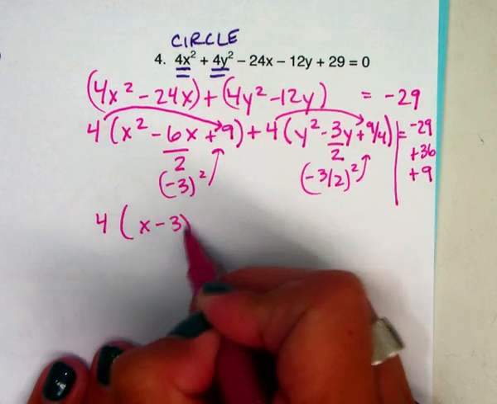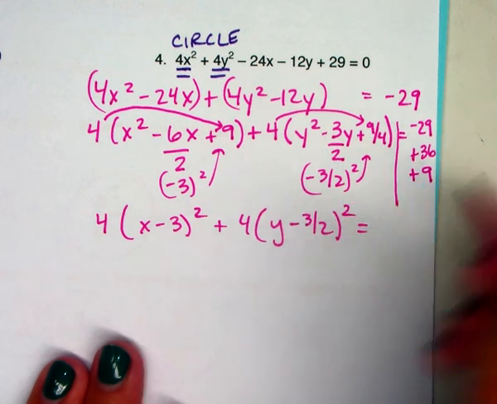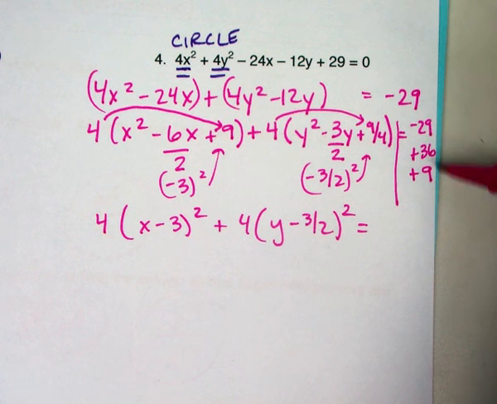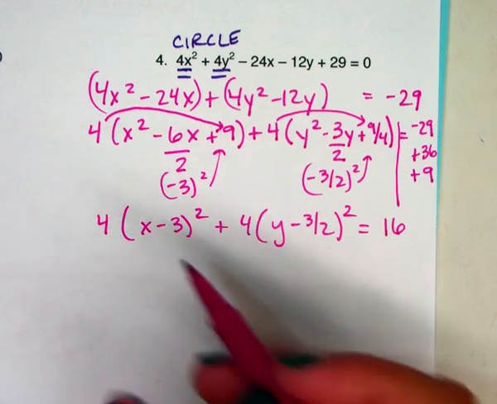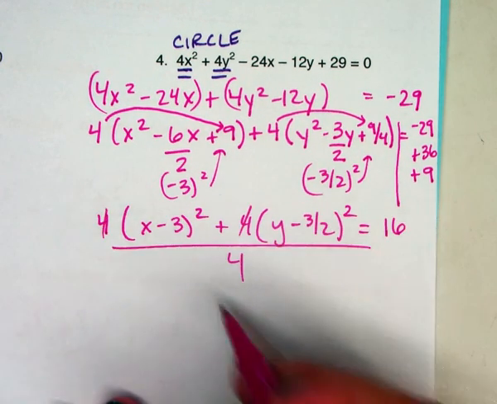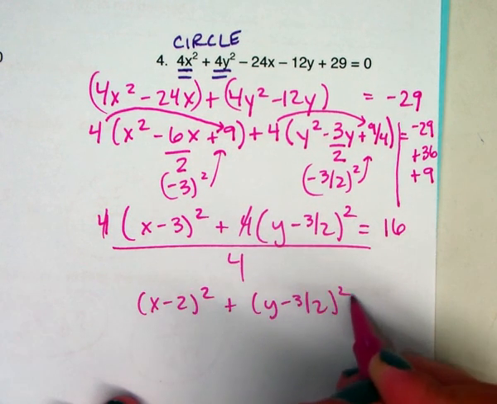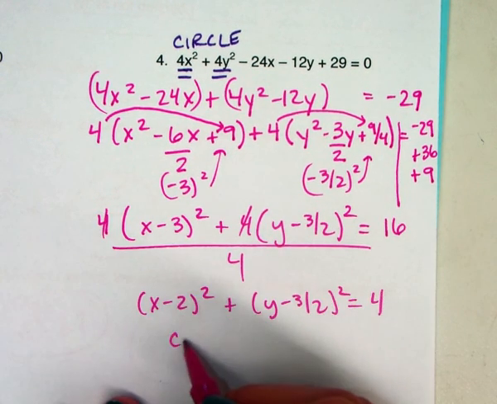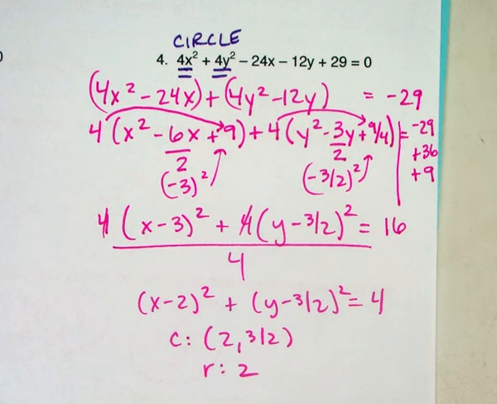This becomes (x minus 3) quantity squared. This becomes (y minus 3/2) quantity squared. When I add all these up, what does that give me? Negative 20 plus this, so 16. Okay. And then I divide everything by 4, just because I want to get rid of those 4s. Gone, gone. And then this one becomes (x minus 2) squared plus (y minus 3/2) squared equals 4. So now I have a wonderful circle with a center at (2, 3/2), a radius of 2. Nice and easy, and we can go ahead and graph it.